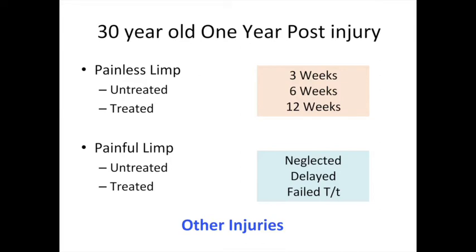Now in a young patient, you are bound to look at other injuries. Because why should a young patient not get treatment? Lockdown could be one of the reasons, but then there could be that the patient had a severe head injury for which he could not be given the most appropriate treatment which was required, so his hip fracture got neglected.